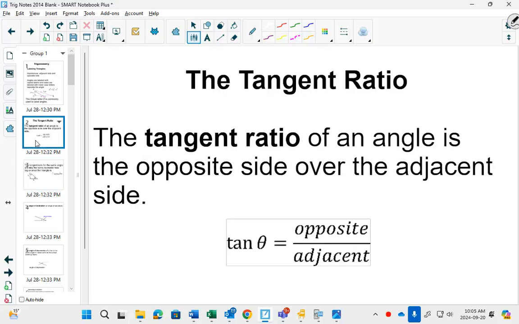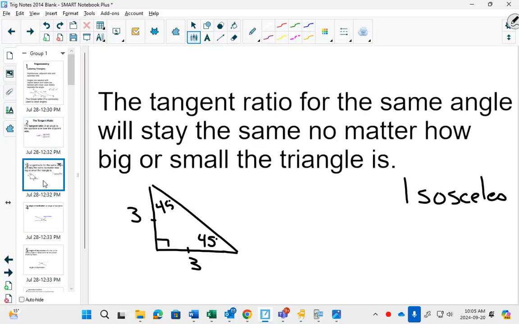And the tan definition is the tangent ratio of an angle is the opposite side over the adjacent side. So if I wanted to write tan of 45 degrees, I could choose either one of the 45s. So let's say I'm talking about this one right here. Then would you agree this 3 is the opposite and this 3 is the adjacent, which they're the same number? I will get 3 over 3. What does that reduce to? 1. Okay?